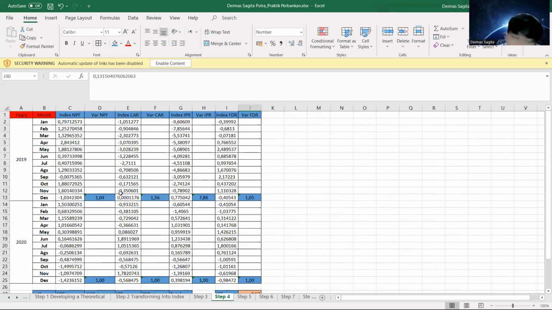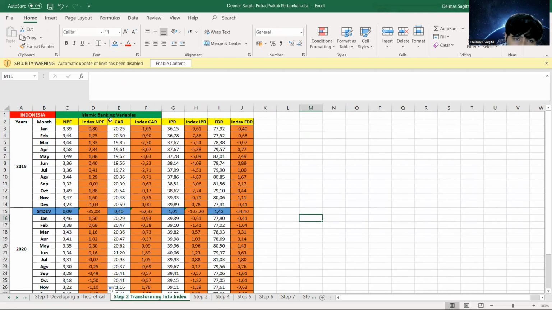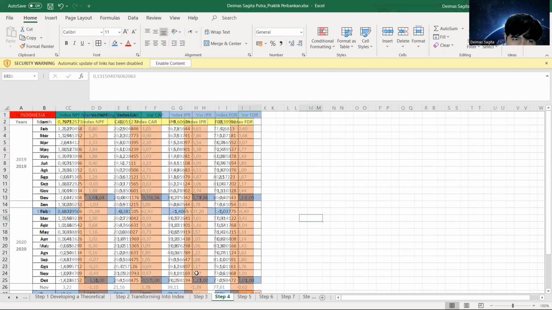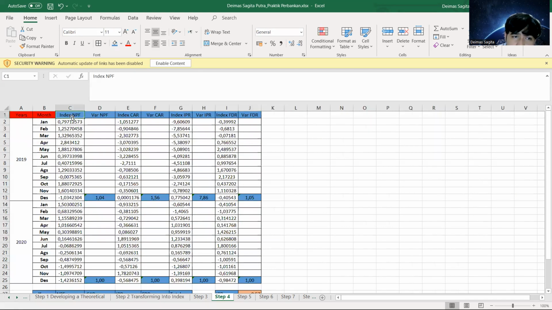Step 4. After that, copy your data from here. Just copy your data and then put it directly in here. Then try to find the variance for NPF, variance for CAR, variance for IPR, and variance for FDR. The formula is equal VAR.S, and then block your index NPF from January until December. Just enter. Do the same with CAR, IPR, and FDR.